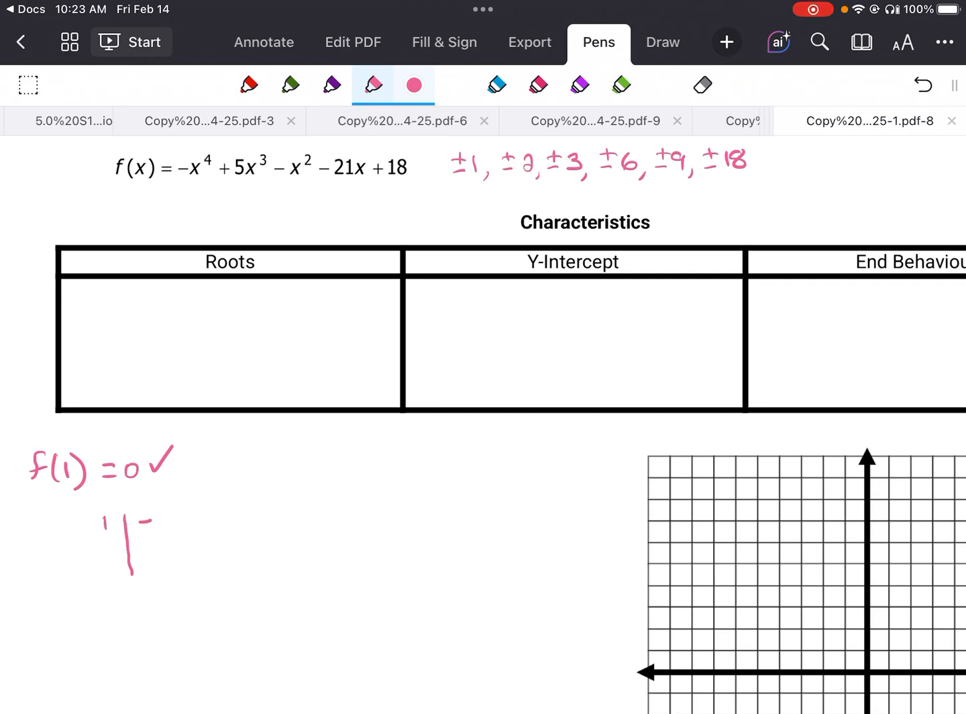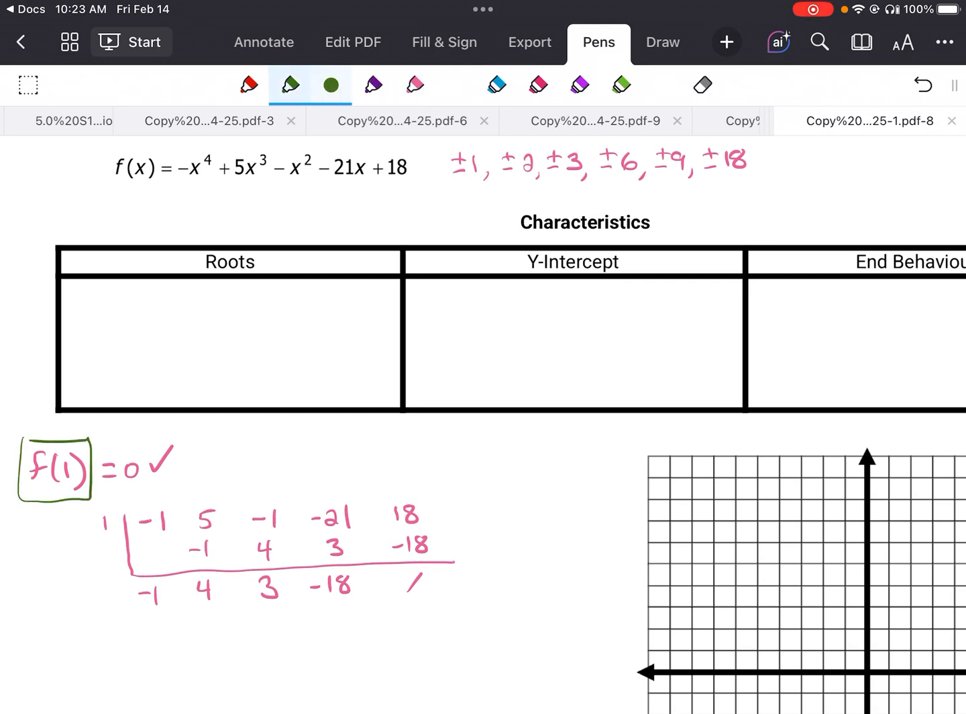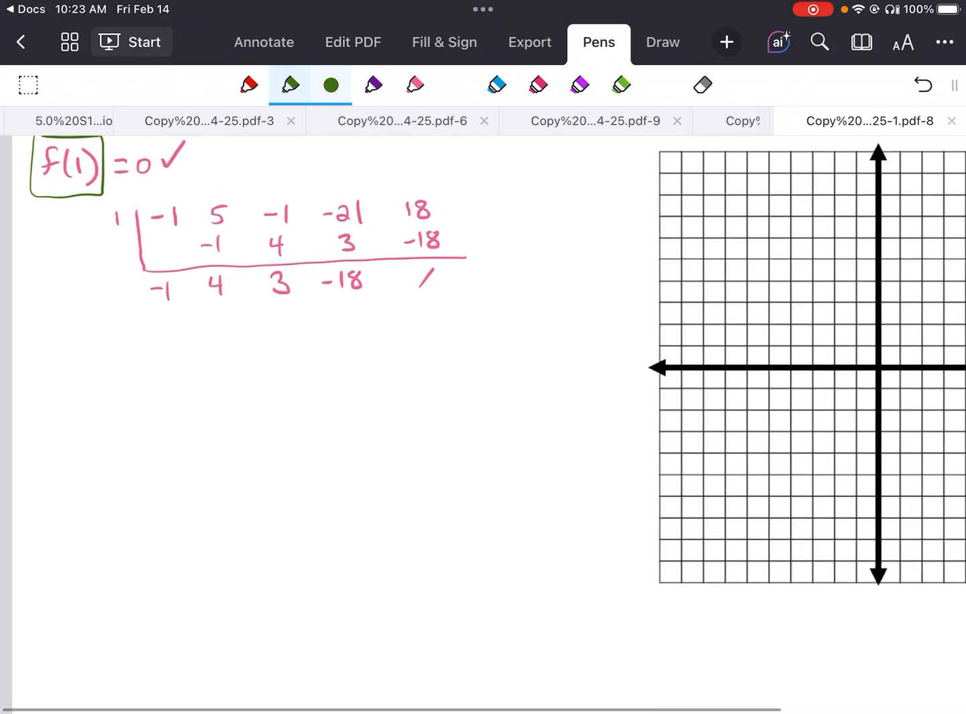of the polynomial. So we're going to divide everything by the factor 1. So we get negative 1, 5, negative 1, negative 21, and 18. Okay, so it worked out. So we know that 1 is a root, so we can add that right away. So we'll have 1, 0.